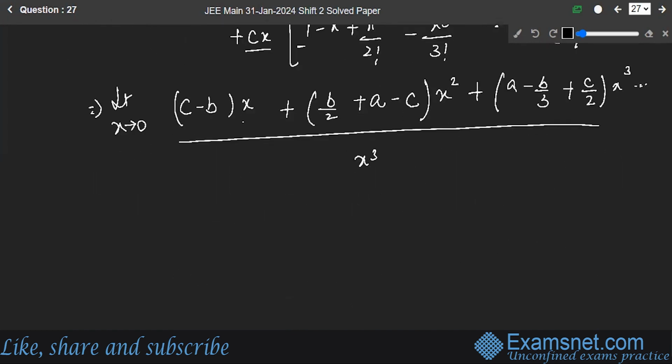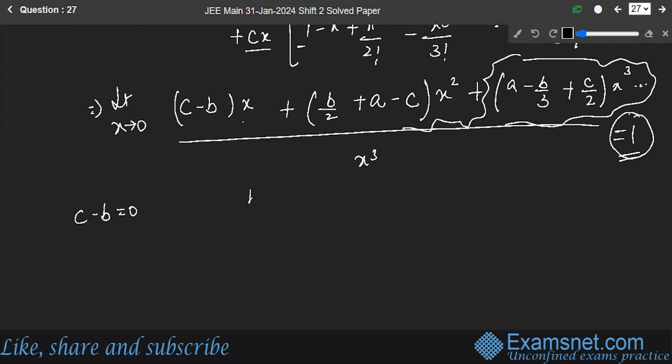Now you are given in the question that this is equal to 1, and that means this is a constant, no x coefficient is there, and the 1 is given by this only. When you will be dividing this expression with x cube, you will get 1. So I'm interested only in the first three terms. This will give me c minus b is equal to 0, b upon 2 plus a minus c is equal to 0, and a minus b upon 3 plus c upon 2 is equal to 1. This gives me b is equal to c.